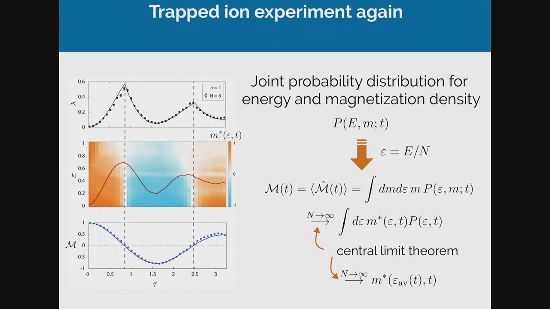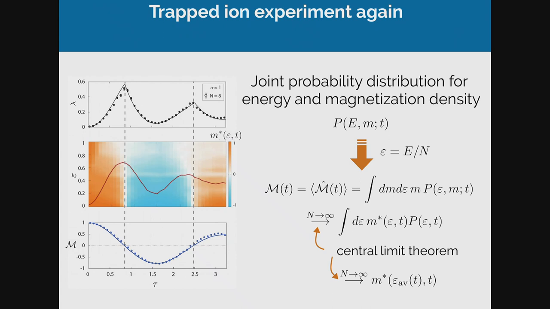Now let me go to the actual experimental data here. What you can see here is a color plot. On this axis is the energy density, normalized such that the full spectrum goes from 0 to 1. This is time, and the color scale is this energy resolved magnetization at a given time t. In the upper plot, you see a measurement of the full return probability, indicating a dynamical quantum phase transition at this point and at this point here.